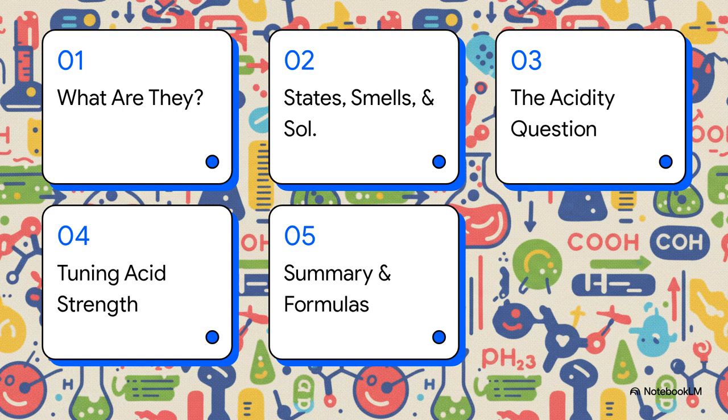All right, here's our game plan. We'll start with the physical stuff, what they look and smell like. Then we'll dig into the chemistry of their acidity. After that, we'll get to the really cool part, how we can actually tune that acid strength. And finally, we'll wrap it all up with the key formulas and takeaways.